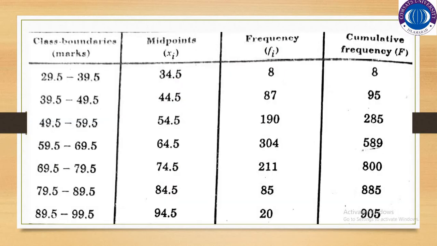This is the grouped data we have taken. These are the class boundaries, these are the midpoints of the classes, this is the frequency of the class, and this is the cumulative frequency. The total frequency, summation F, which is equal to N, is 905.